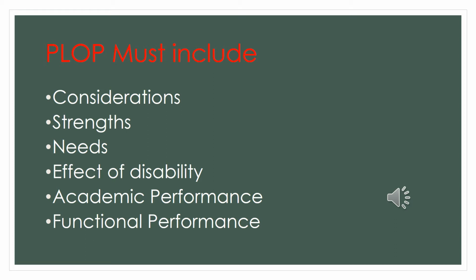As most of you already know, the state of Virginia has recently adopted a statewide IEP program, which will be piloted this fall by several school districts. But regardless of how the information is organized in an IEP PLOP, all of the following should be included. Considerations, which we'll talk about a little bit later, strengths, needs, effect of the disability, academic performance, and functional performance.